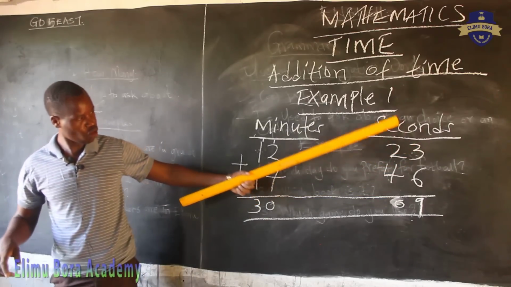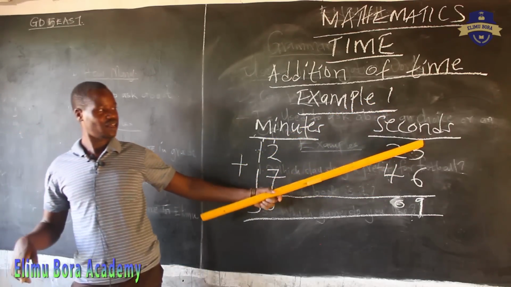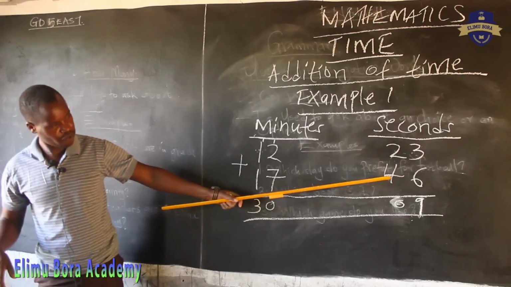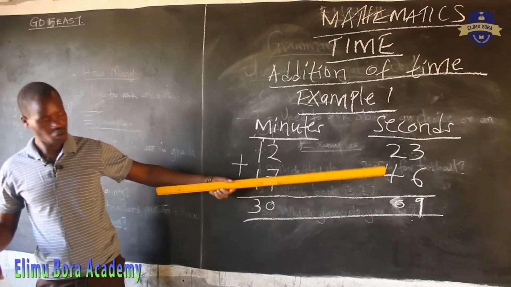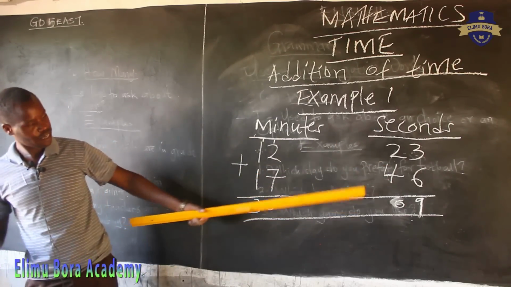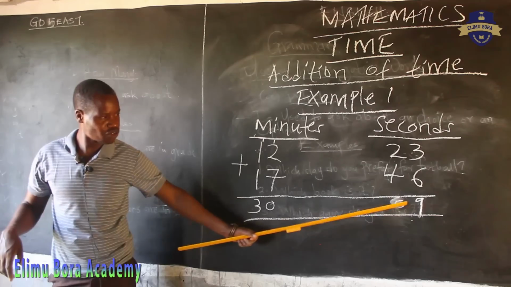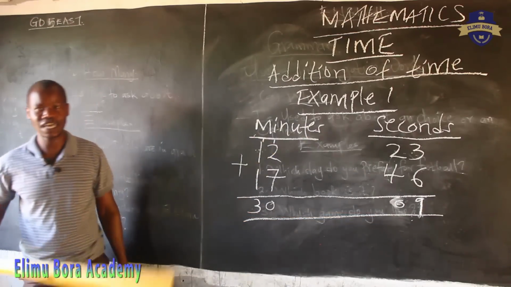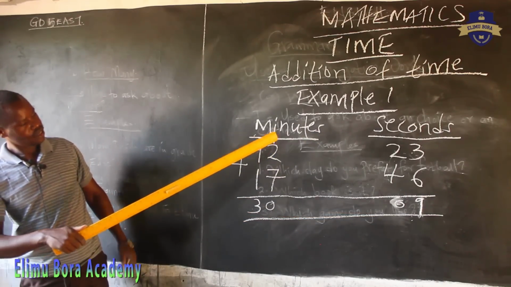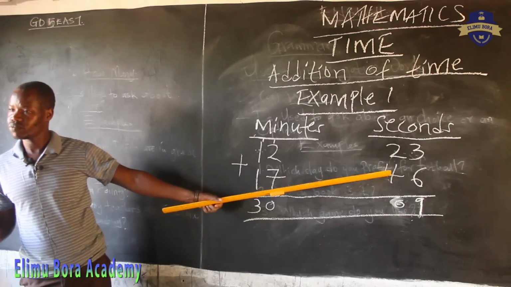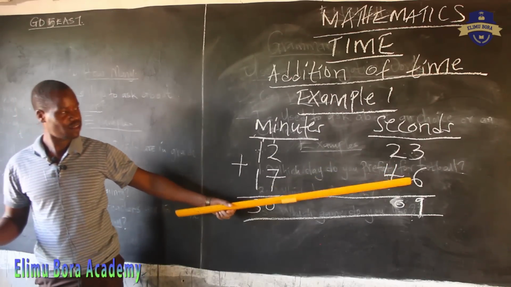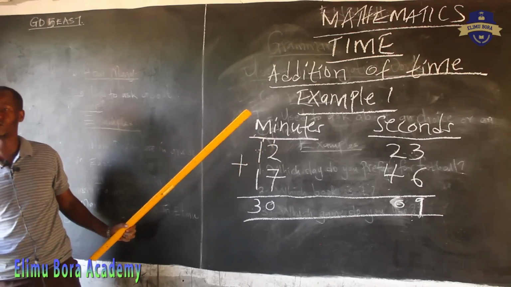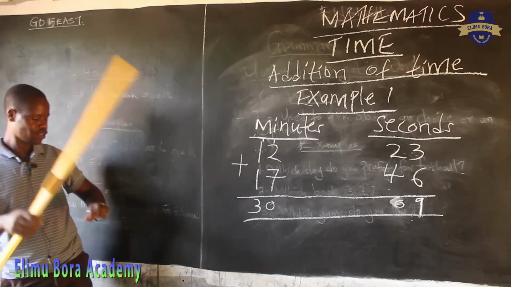So here we have just looked at the first example. That is 3 plus 6, that is 9. 2 plus 4 is 6. So it will be 69. And then when you subtract 60 here, you will get 9. You will remain with 9 seconds. And then that 60 seconds is the same as 1 minute. And then you carry that 1 minute to the side of minutes.